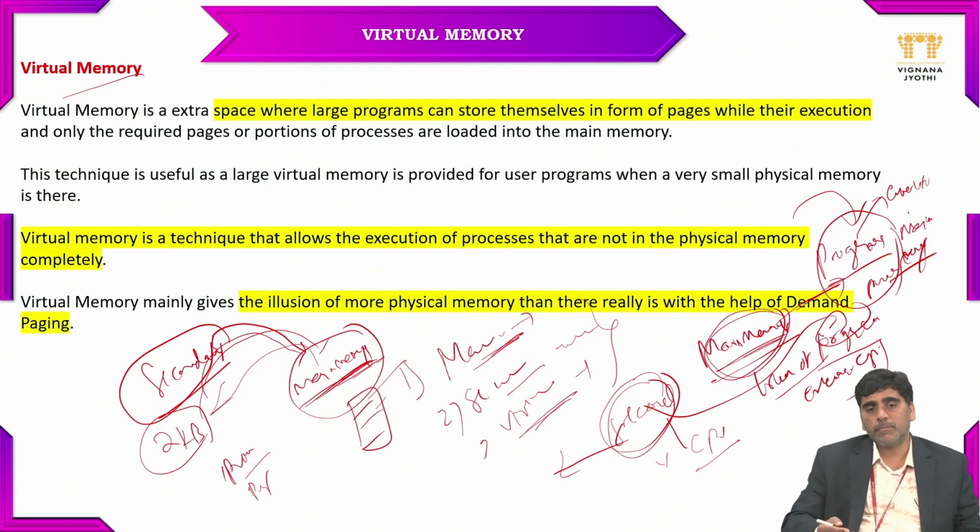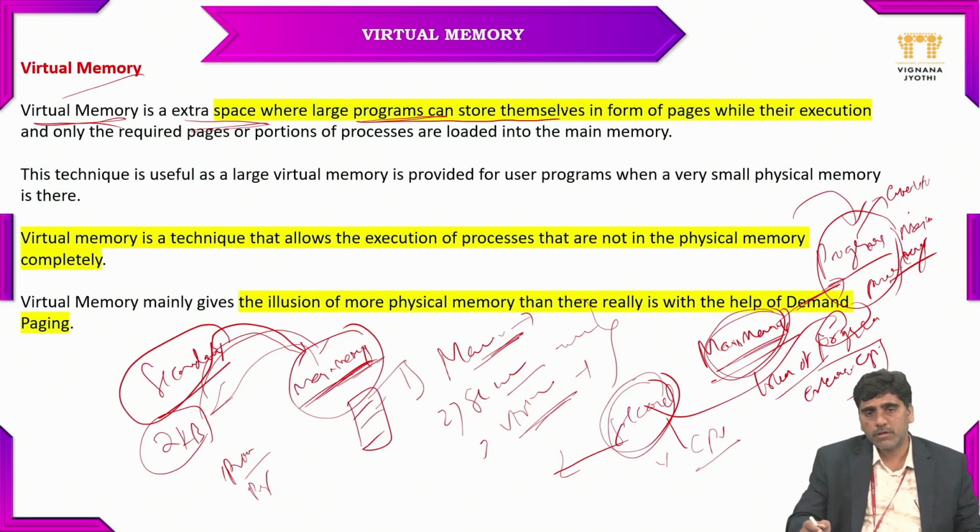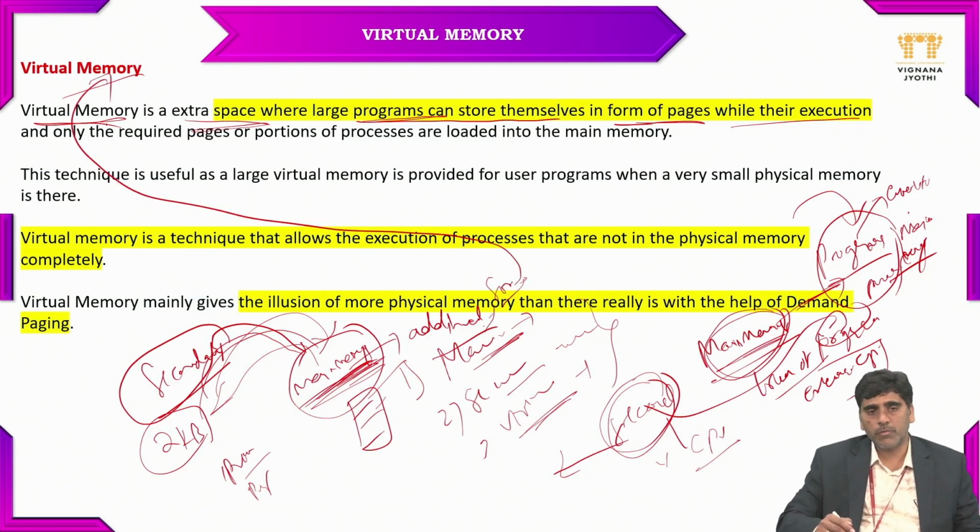then what will happen? At that time virtual memory comes in. The virtual memory is extra space where large programs can store themselves in the form of pages during their execution. Whenever a program of large size is to be executed on the main memory, the main memory is not directly able to provide that much space. At that time it looks for additional memory, and that additional memory is provided by virtual memory.